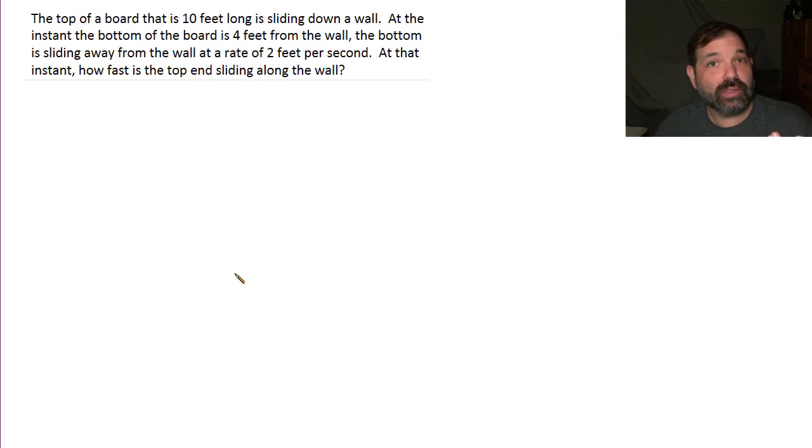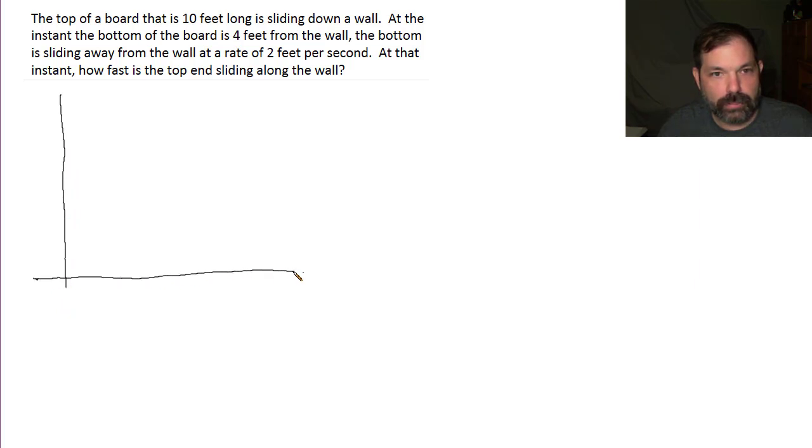Alright, so notice that the length of the board is 10 feet. That isn't changing. Alright, that's constant. So let's think about this. There's our wall, there's our ground, here's my ladder, or board, and that's a set 10. Let's assume that the wall and the ground are at a right angle.